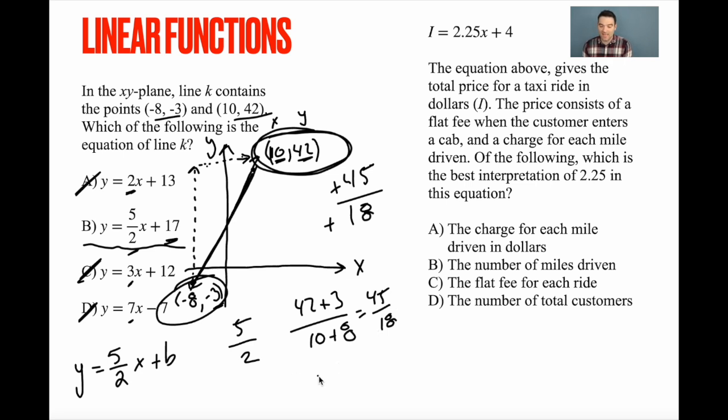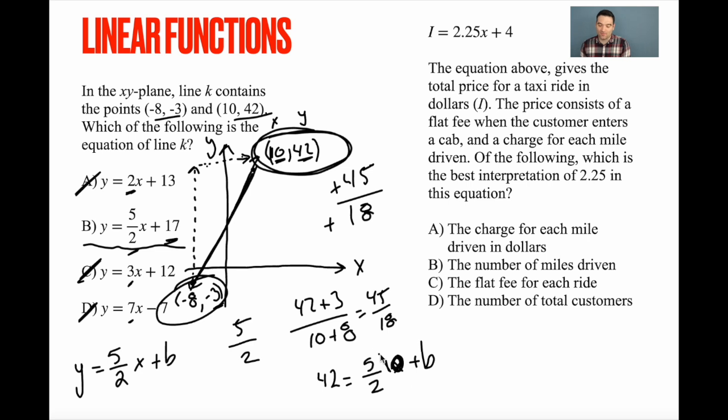I'm going to write this as 42 equals 5 over 2 times 10 plus b, because my x is 10. Excuse me, there we go. Right, the 10 is in the x spot.